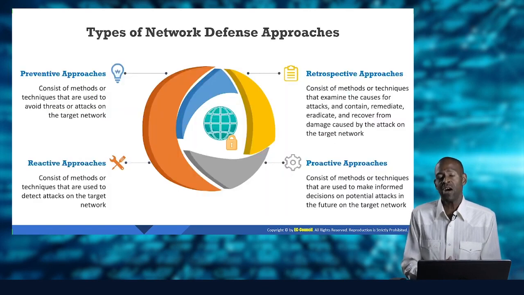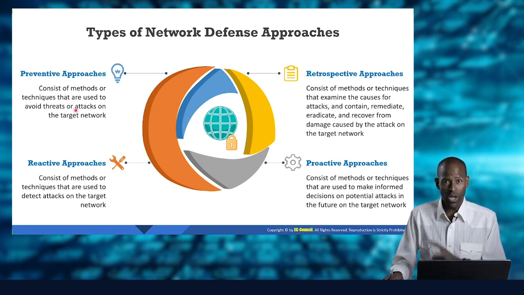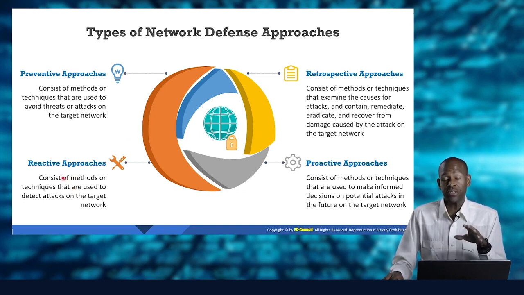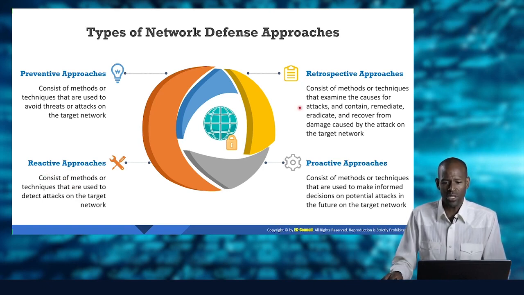So there are types of network defense approaches. Number one, and this is the one I really, really like, though it's harder to measure, is preventative. So you have methods that are used to avoid the threat, so it never happens to us, right? Number two is reactive. This is a method that's used to detect the attack on the network. It already happened, but guess what? We detected it. And in reactive approaches, the speed of reaction is what counts. We'll talk more about that in this course a little bit later.